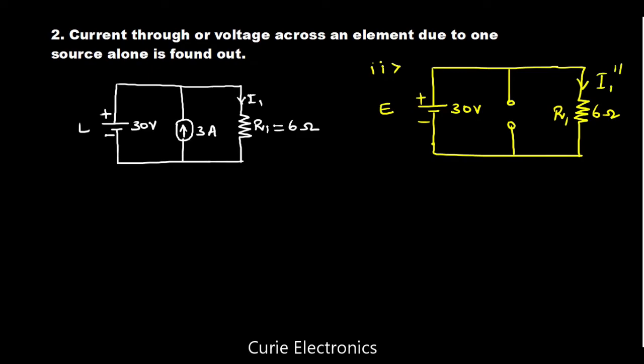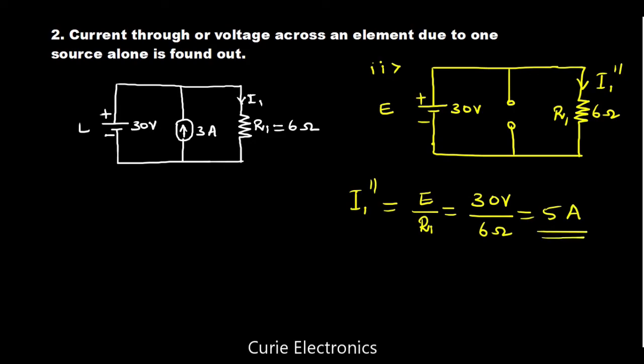I1 double dash. Now what is the current flowing through this R1 resistor? That is I1 double dash equals what? This is also simple Ohm's law we have to apply. That is E upon R1. What is E here? 30 volt upon 6. So 5 amps of current is flowing through this R1 resistor.